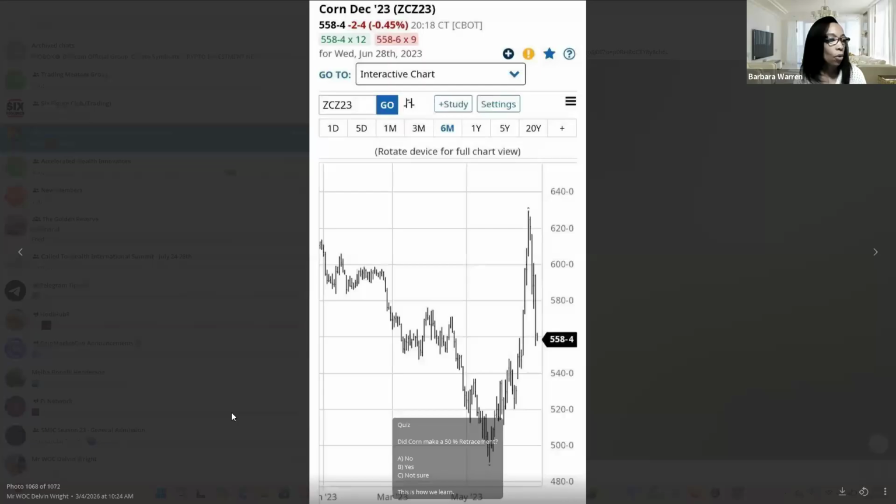All right, let's do it. The next one is a quiz. It says, did corn make a 50% retracement? So let me share screen. So this is the corn chart. It says A, no, B, yes, C, not sure. Did corn make a 50% retracement?